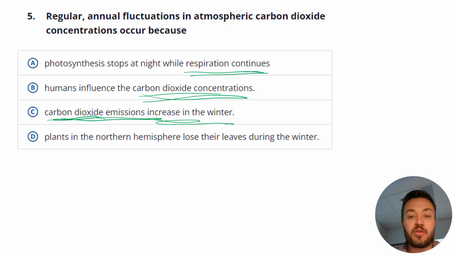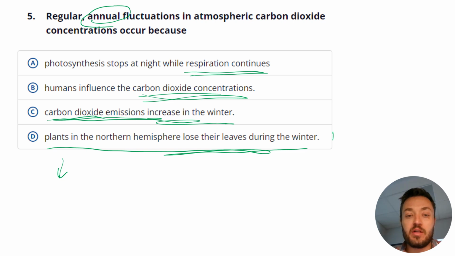Plants in the northern hemisphere lose their leaves in winter, meaning that we get a drop in photosynthesis rates, if that's true. So this is saying that regular annual fluctuations in atmospheric carbon dioxide concentrations occur. Well, we need to talk about annual. The word annual means yearly. So the fact that photosynthesis stops at night while respiration continues is true, but it doesn't have anything to do with the year. That's a daily cycle. Humans influence the carbon dioxide concentrations. That's true, but we're talking about the annual scale and that it goes up and down. This is just something that increases.